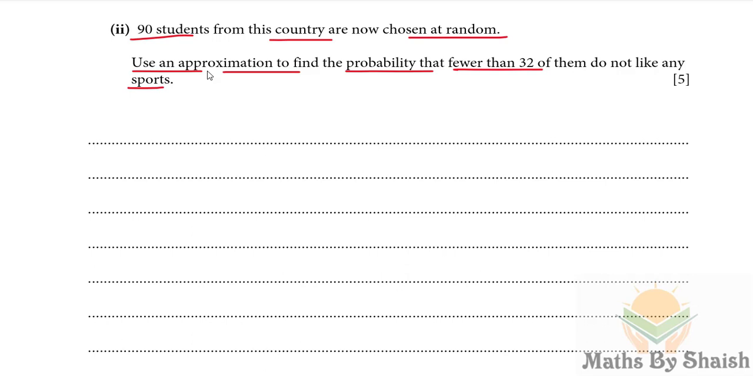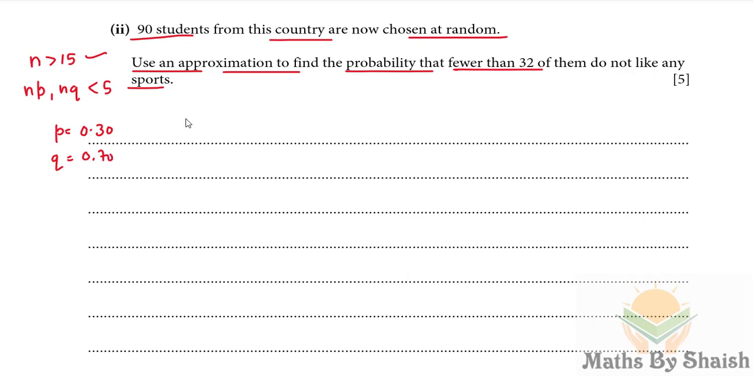Otherwise also, we should check for the condition. The condition for the approximation from binomial to normal is n should be greater than 15, and np and nq both have to be greater than 5. So let's check it. n is 90, that is correct. For np, p we have checked, it is 0.30, and hence q is 0.70.